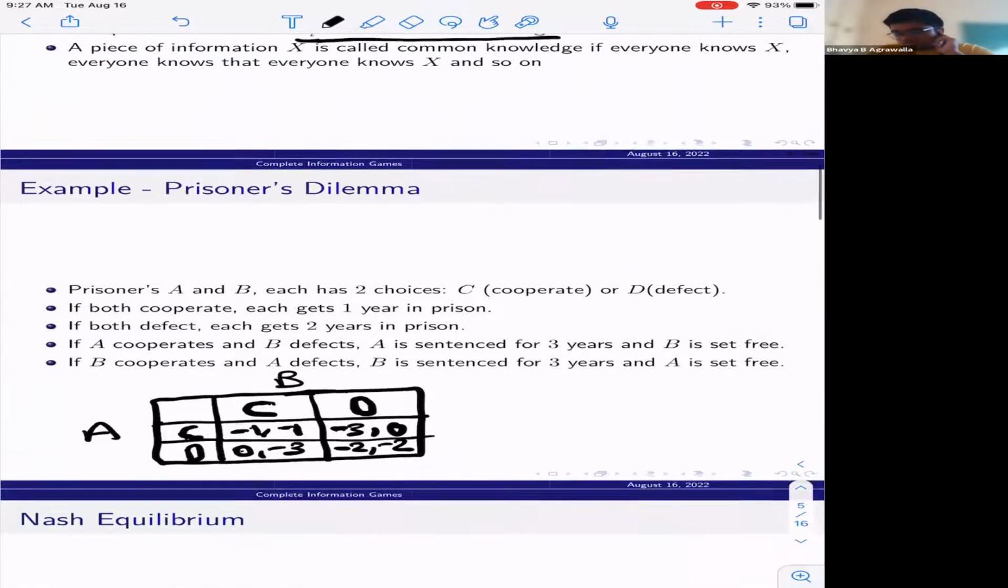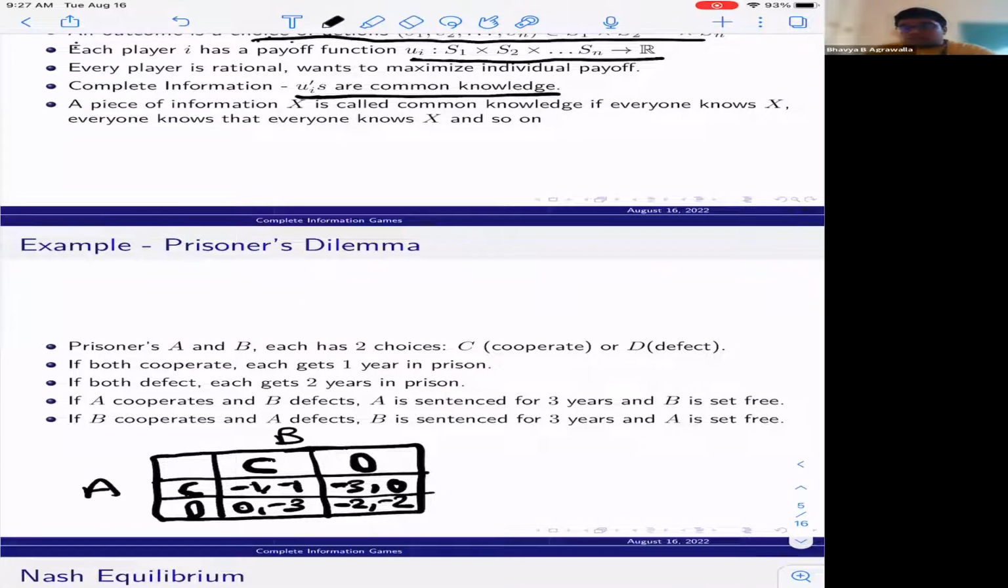So let's analyze this game. What would a rational player do? Does anyone want to say the answer, or does anyone know the answer? If you were A, what would you do? You don't know what B is going to do. You would always defect, right? Yes. We always defect because we know that no matter what B does, it's always better to defect.